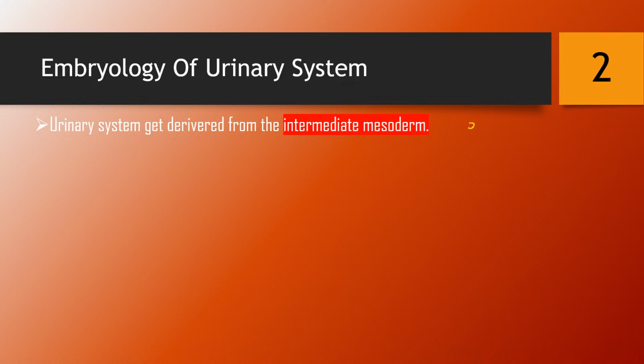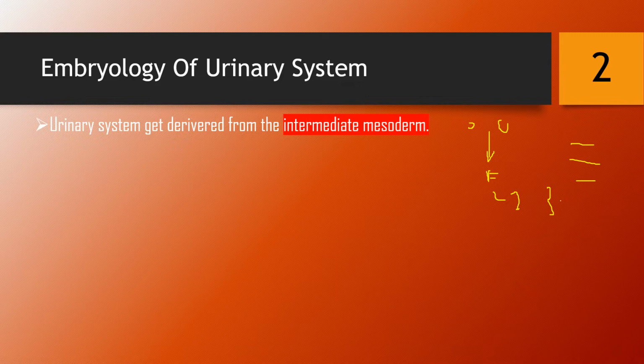This is the egg and this is the sperm. They get fused and fertilization takes place. After 2 or 3 weeks, gastrulation takes place. What is gastrulation? It is simply the formation of three germ layers. This is the ectoderm, mesoderm and endoderm.